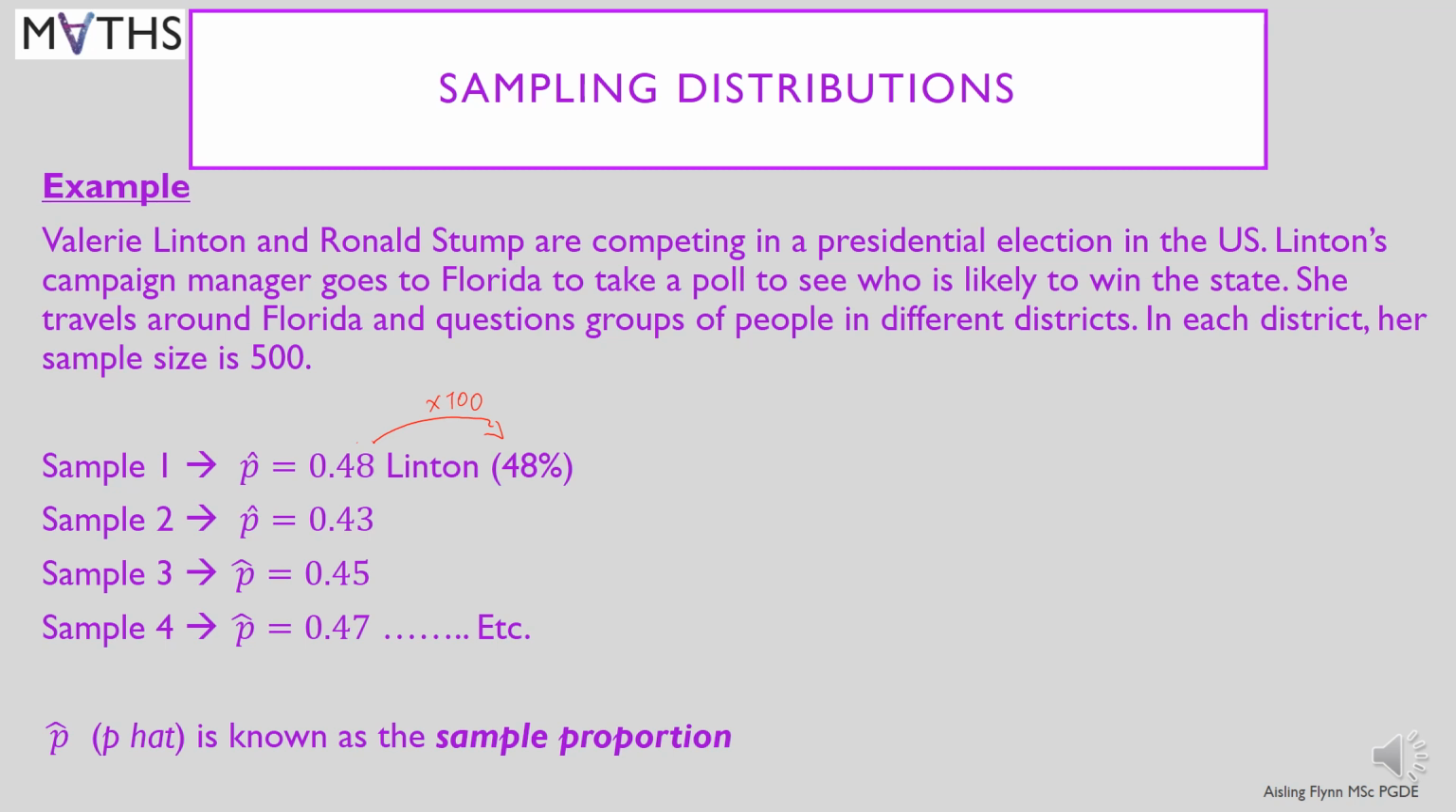Now p-hat, p with that little triangular rooftop hat on top, is known as the sample proportion. It's the proportion from the sample that say yes, I'll vote for Linton. But these sample proportions may differ from the true population proportion, which is just regular p. So she's getting a feeling from the samples, but we can't say for sure because she didn't ask every single person in Florida.